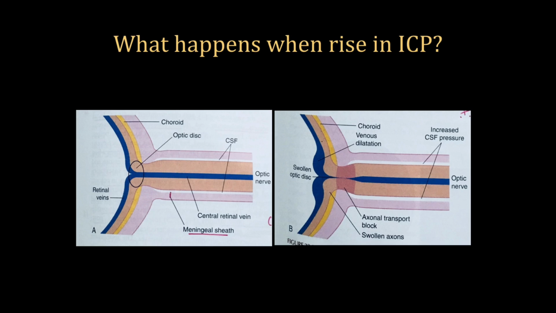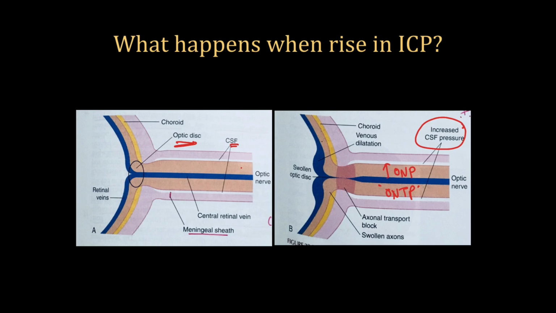Now we can see that here the optic disc is normal. There is no swelling of the optic disc because the CSF is normal, the pressure is normal, so the optic nerve is also normal. But when there's an increase in CSF pressure because of the before mentioned causes, what happens? The optic nerve pressure is going to be high. That is, the optic nerve tissue pressure is going to be high.